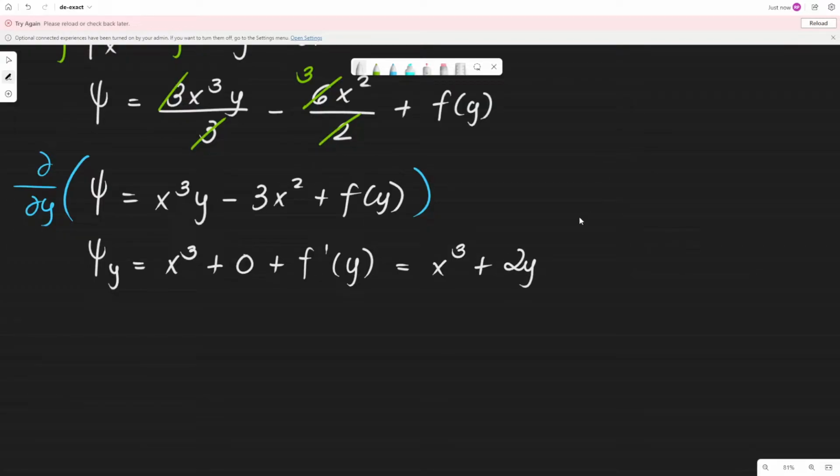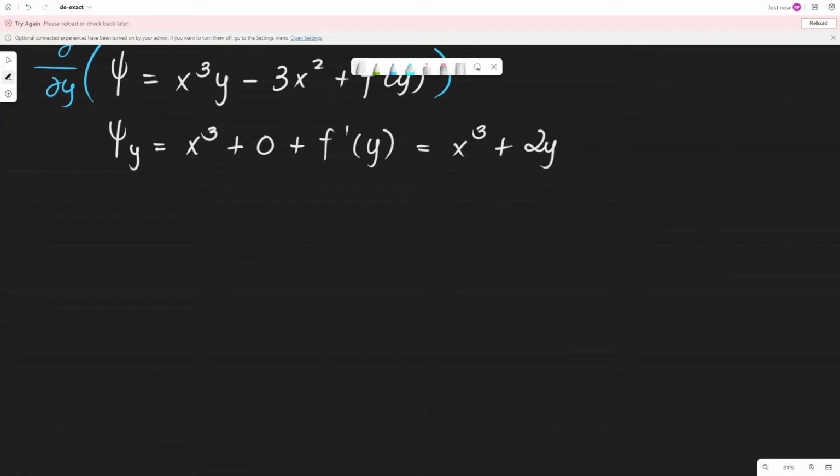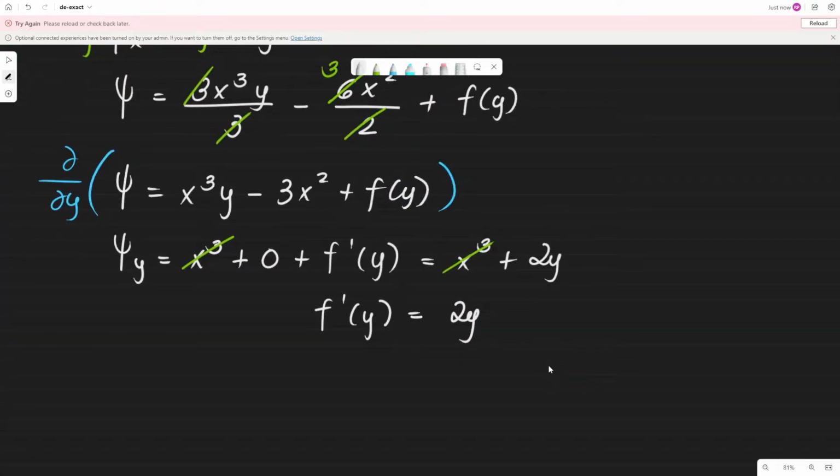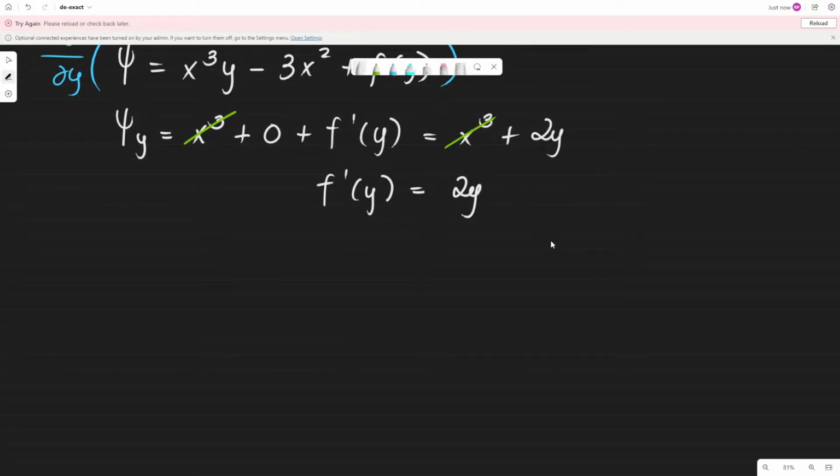Okay? Then let us get the value of f prime of y. So since we have x cubed on both sides, na same sign but on different sides, so makakancel lang yan. Yung psi y dito, santabin muna natin yan kasi hindi naman na natin kailangan yan. So we are more after the value of f prime of y is equal to 2y. Okay, so ayun, let's get the value of f of y. So let's get the antiderivative.